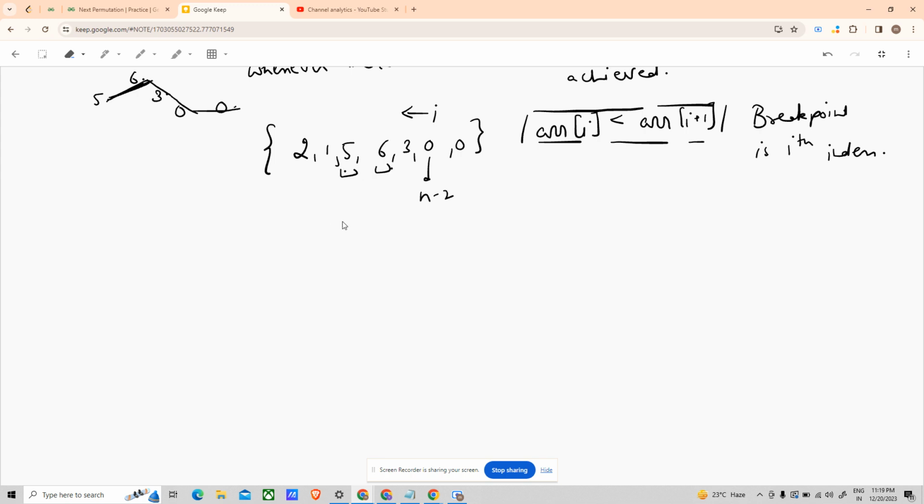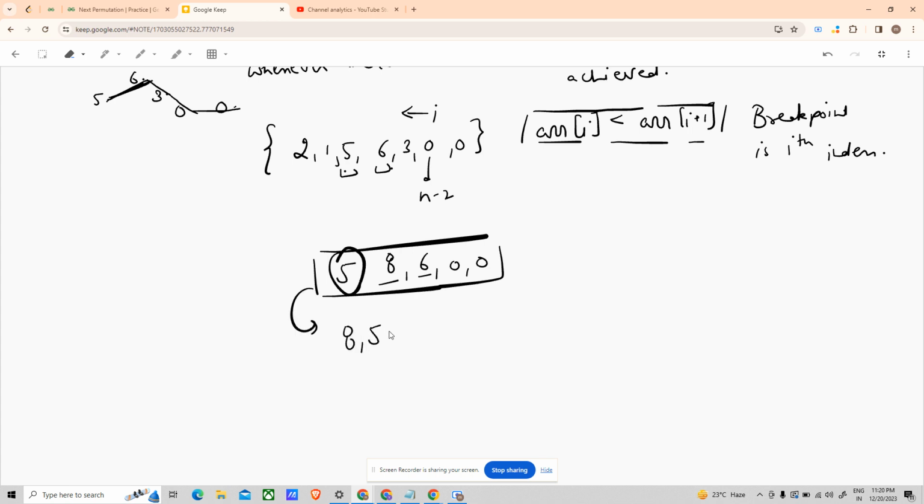But why did we swap 5 with 6? What if there was a condition like 5, 8, 6, 0, 0? If the subarray would have looked like this, what would we have done? If 5 is the breakpoint here, would we have swapped it with 8 or 6? Let's discuss. What if we would have swapped it with 8? 8, 5, 6, 0, 0.